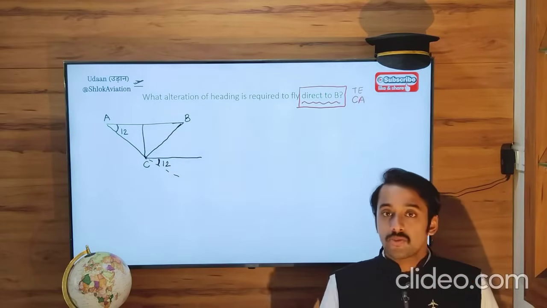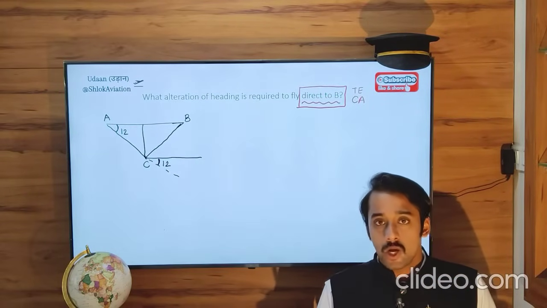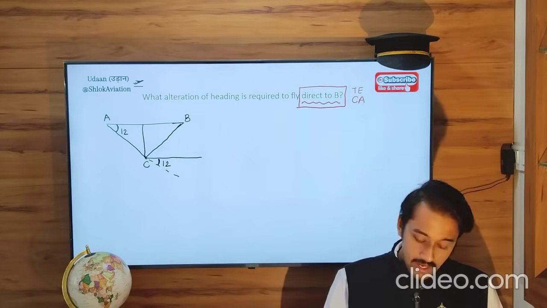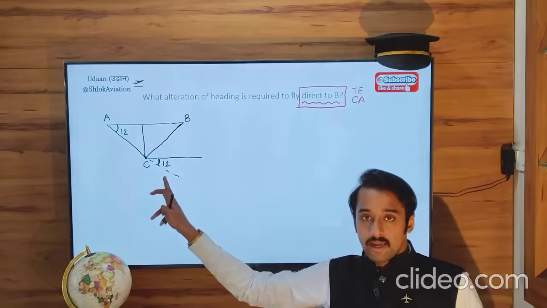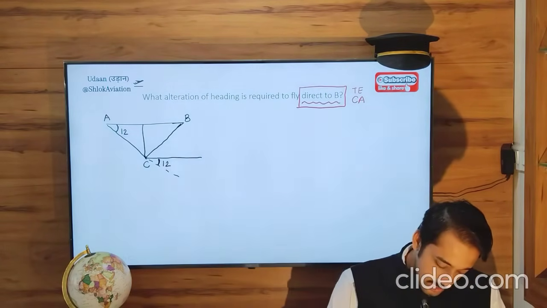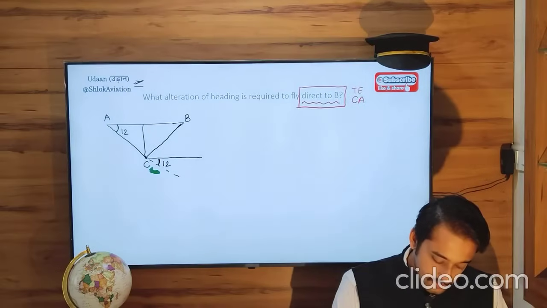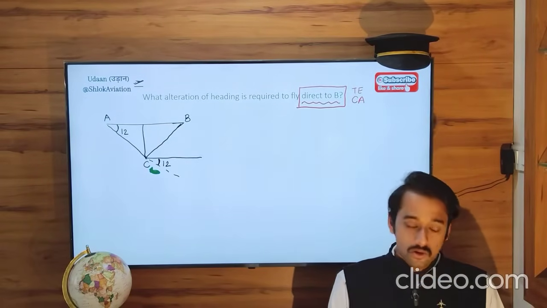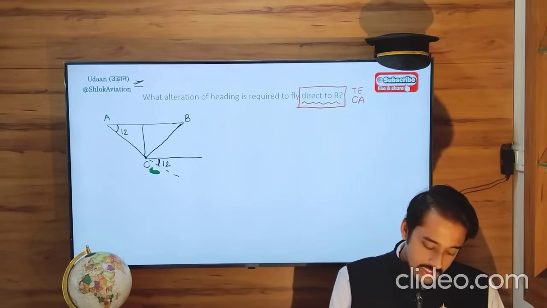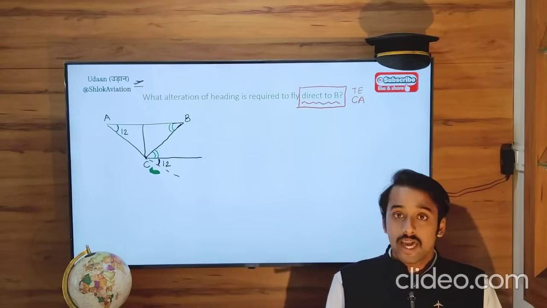Using this method, you will be able to fly directly to your destination. So now track error, we have found 12 degree. Initially your aeroplane was somewhere here. Next we have to find this angle, which is a closing angle.